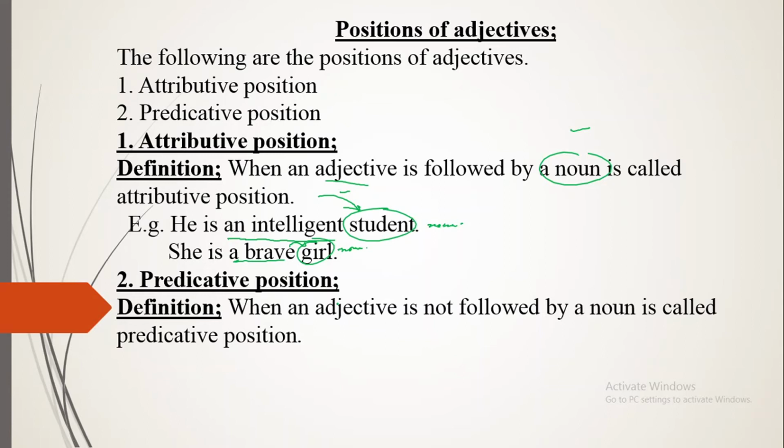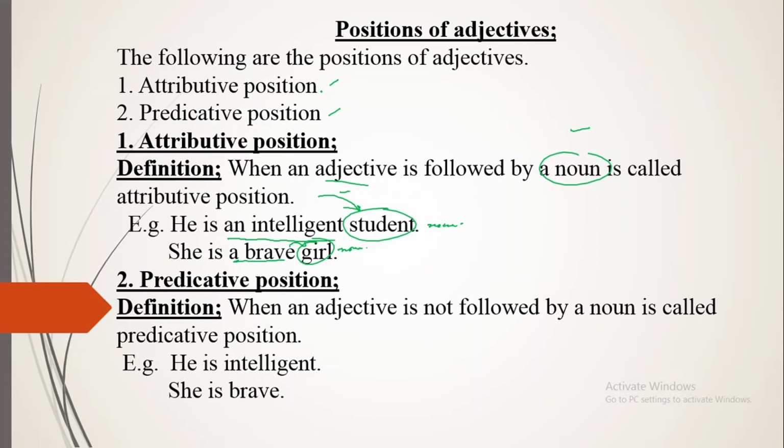So it is not necessary to put a noun after every adjective. You can say simply, he is intelligent, she is brave. Over here, that is the total opposite of attributive position. Keep in your mind, attributive and predicative positions are the opposite of one another. If one is day, the second is night. If one is dark, the second is light. In the same way, they are opposite of one another. If one is fire, the second is water. So this should be in your mind.